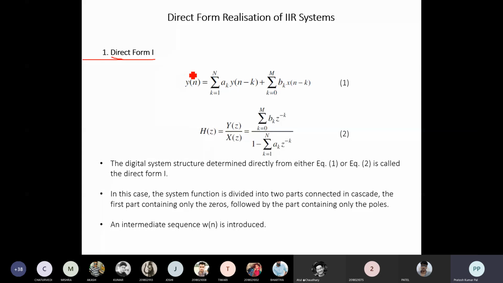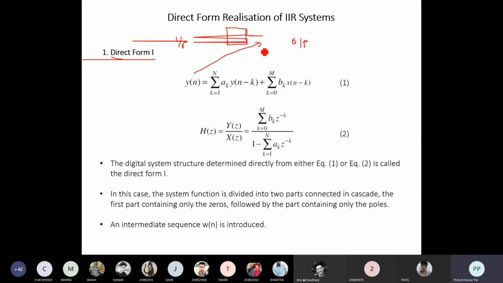So here y of n is given by summation k equals 1 to N of a_k y of n minus k plus summation k equals 0 to M of b_k x of n minus k. So here this y of n is a system. Okay, so this is representing a system. So suppose this is a system, here some input will be given. Okay, so based on some input, some output we will be getting. Suppose this output we are getting is y of n.